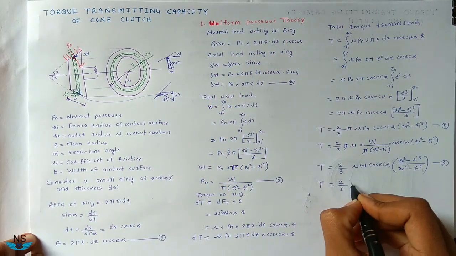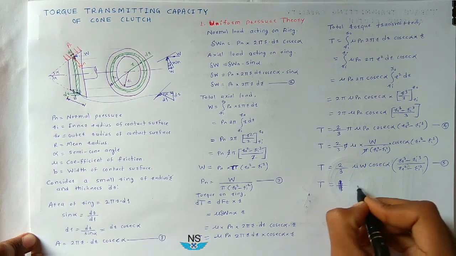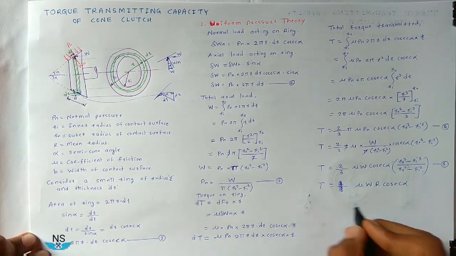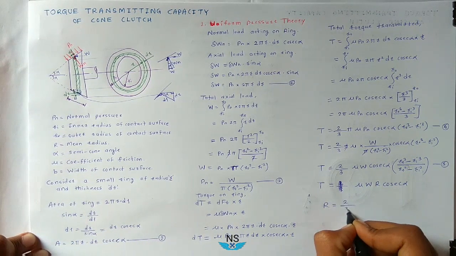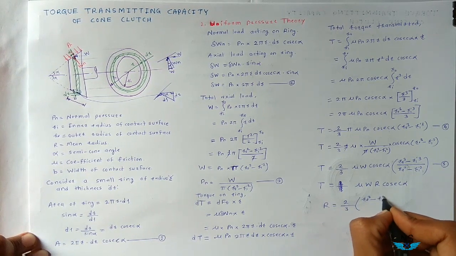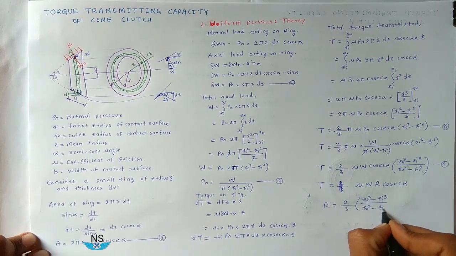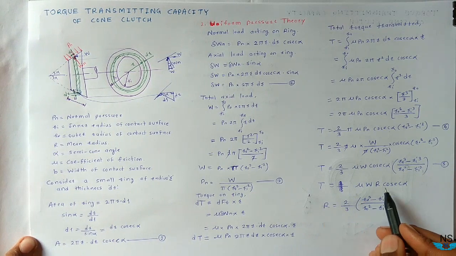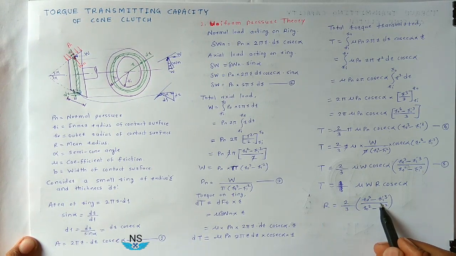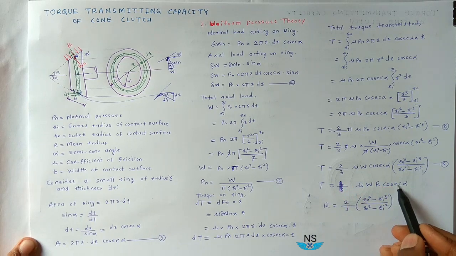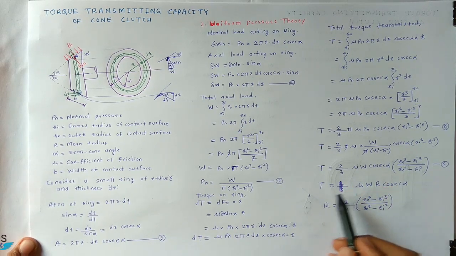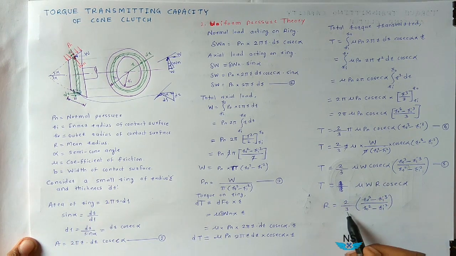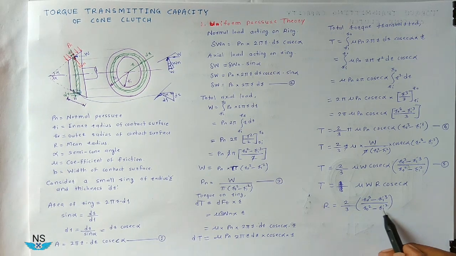This is also written as T is equal to mu W R cosec alpha, where R is the mean radius and is equal to 2 by 3 Ro cube minus Ri cube divided by Ro square minus Ri square. In a single plate clutch, the equation is only mu W R, where R has this same value. In a cone clutch the only difference is that cosec alpha is added in the equation. So T is equal to mu W R cosec alpha, and R is the mean radius, equal to 2 by 3 Ro cube minus Ri cube divided by Ro square minus Ri square.